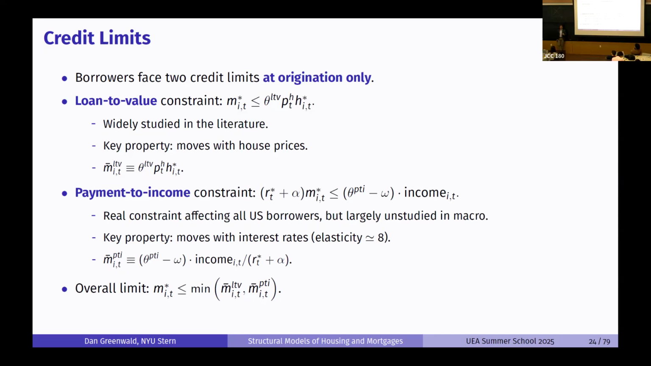But the key property is that it moves a lot with interest rates. The elasticity is quite high, like we saw. All right, so when rates move around, the amount you can borrow under this limit is going to move around a lot too. And what I'm going to assume is that there's some heterogeneity among borrowers in their income, and the overall limit is going to be the minimum of the two, borrower by borrower.